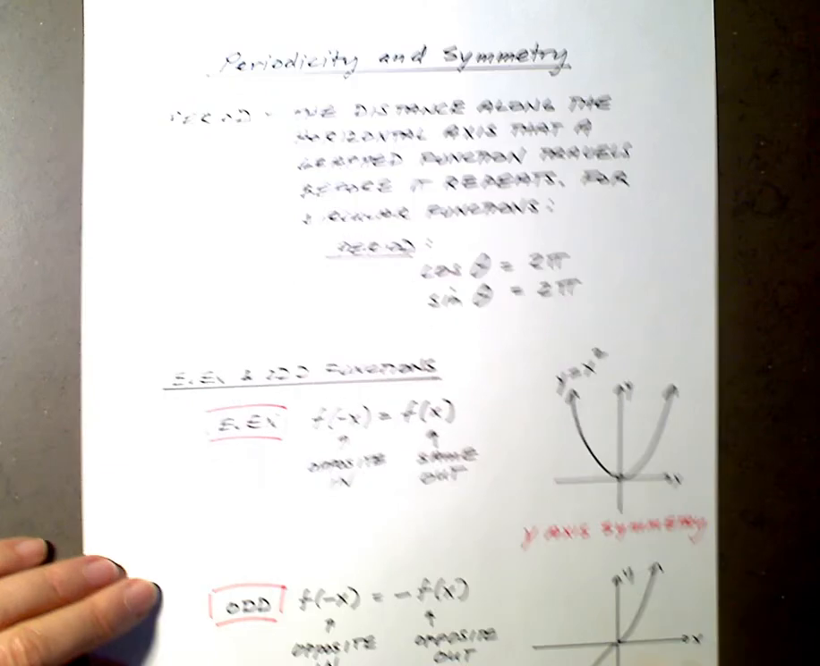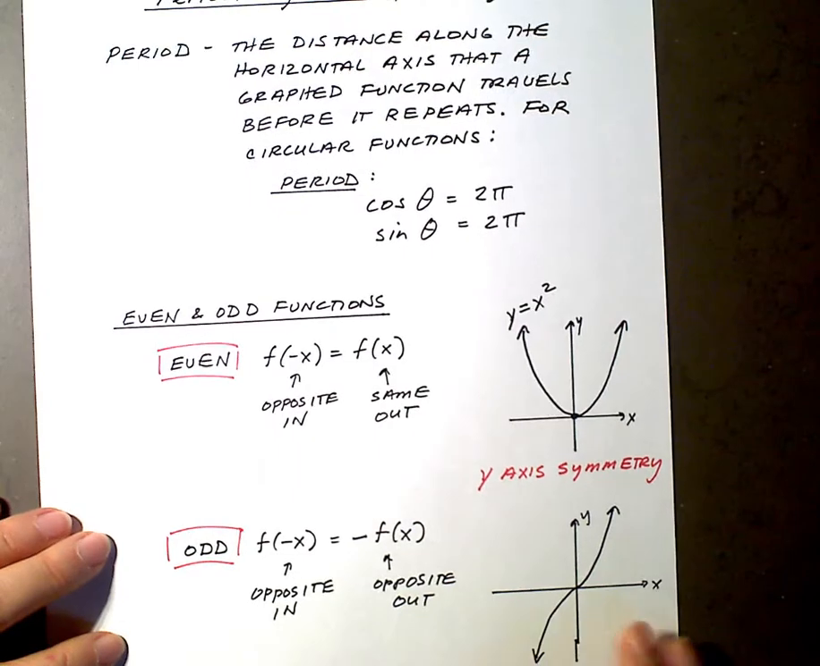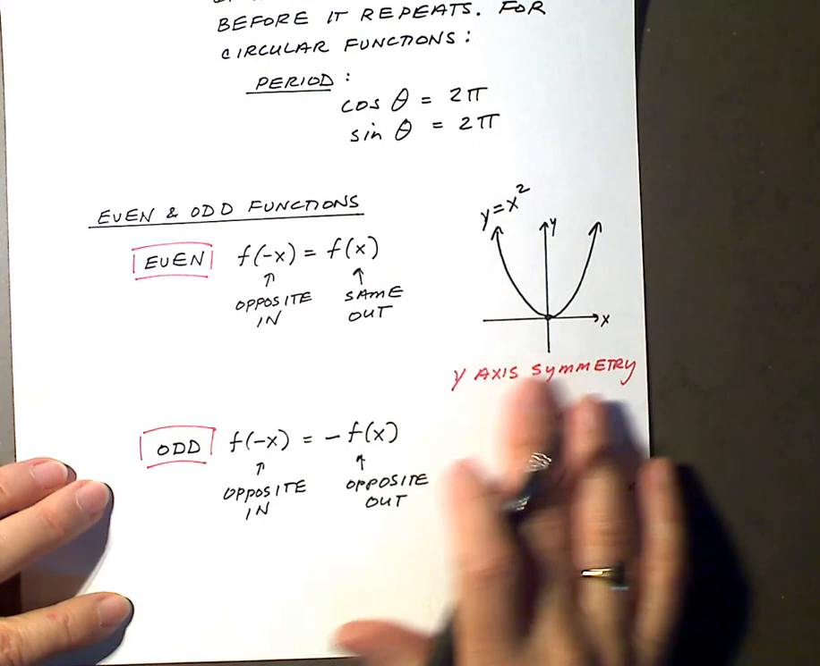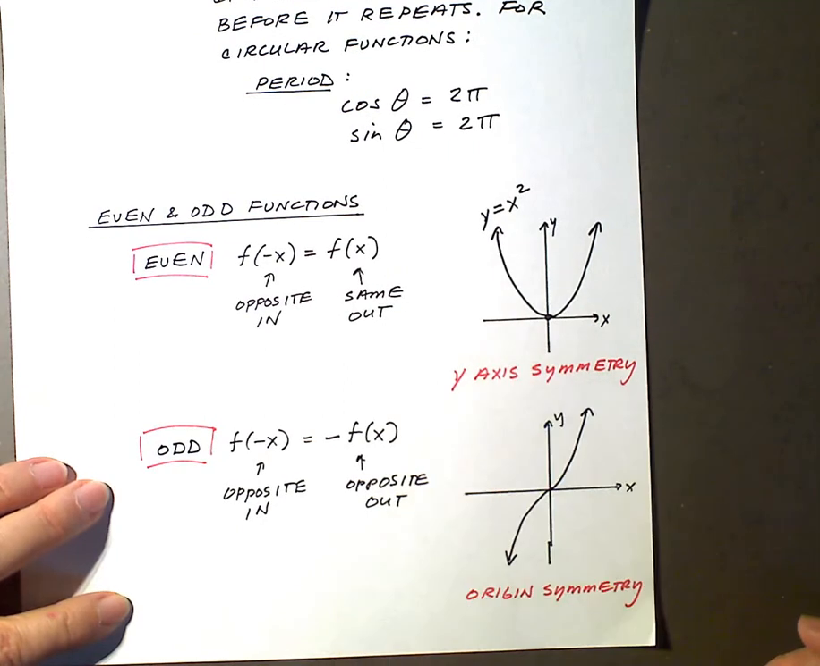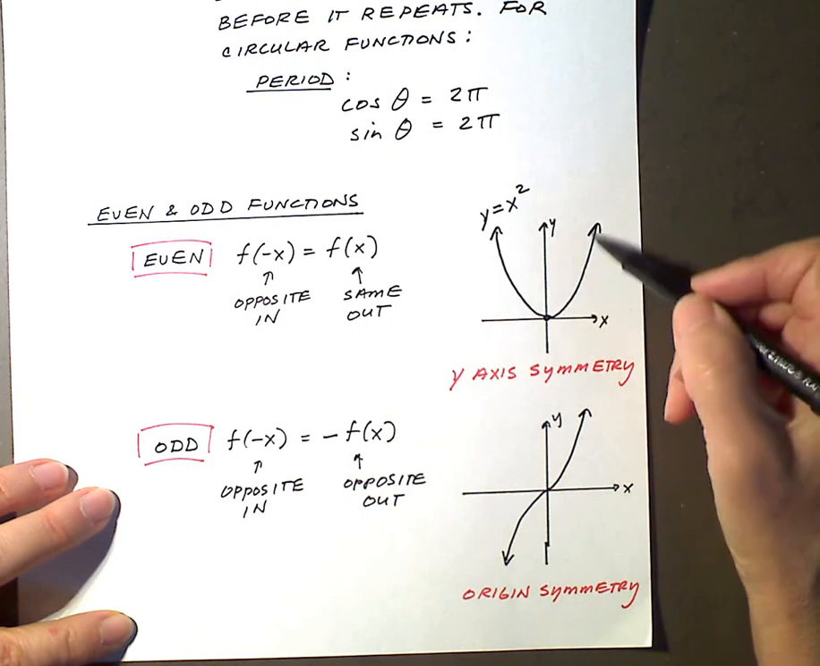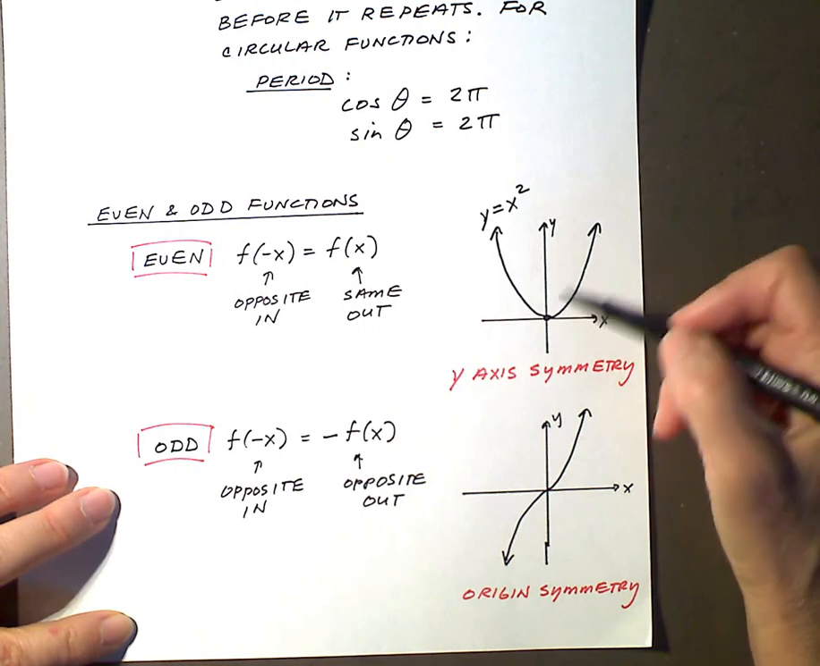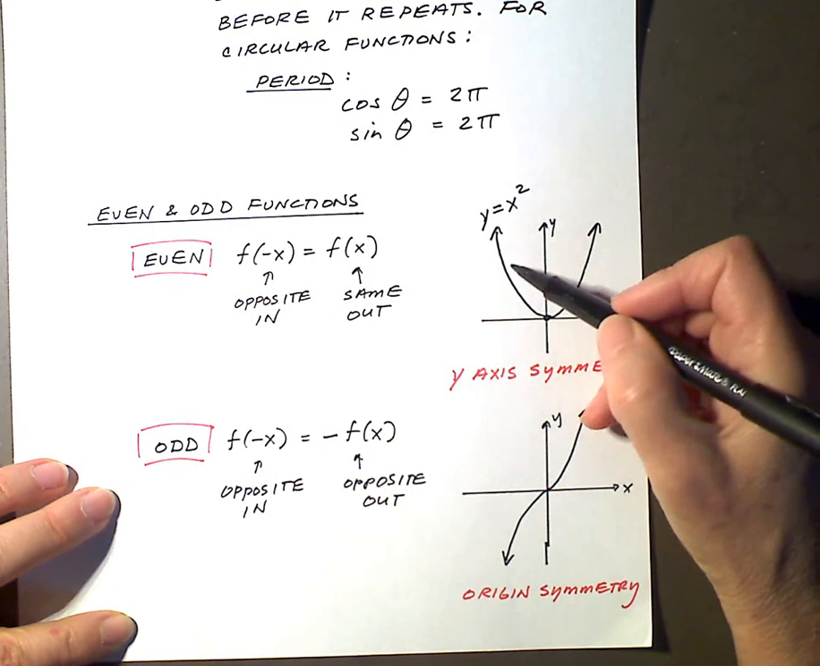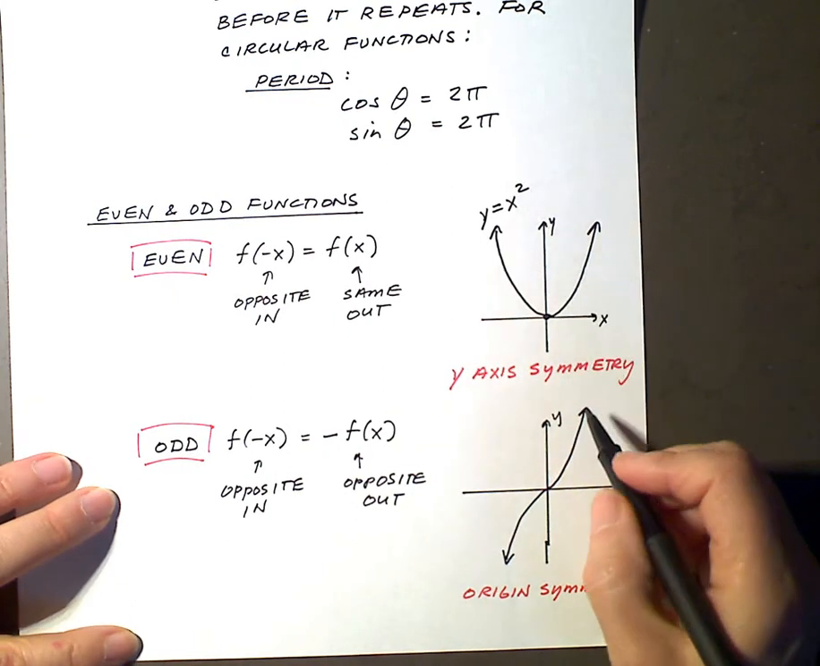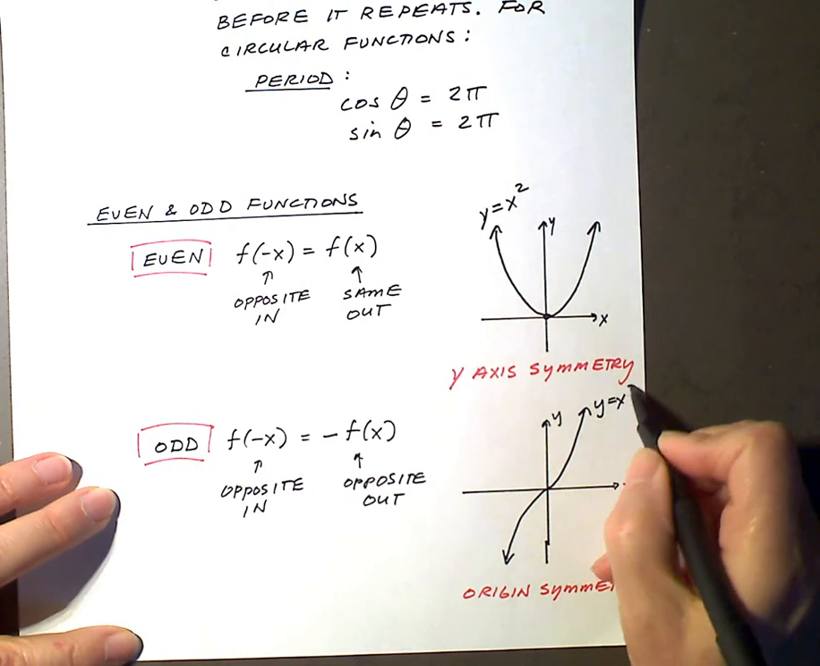Okay, even and odd functions. Basically, even and odd functions look different when they're graphed. Even functions are symmetrical about the y-axis. They have what we call y-axis symmetry. Every point on the right-hand side of the y-axis is reflected across the y-axis to a point. So let me get this one filled in.